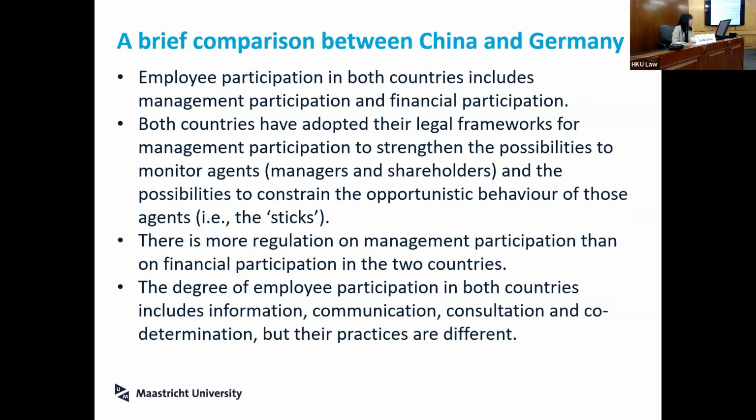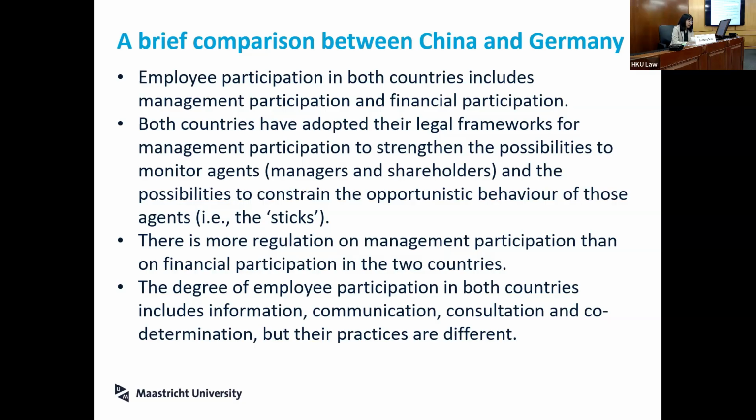Now I'll introduce the main findings of my PhD thesis. First, a brief comparison between China and Germany on employee participation. Employee participation in both countries includes management participation and financial participation. For example, in China, we have board-level employee representation. I just mentioned that in the company law, we have employee representatives on the board of directors and on the supervisory board. And for financial participation, we have employee stock ownership plans, especially after 2013, when the central government decided to promote ESOPs in the mixed ownership reform.